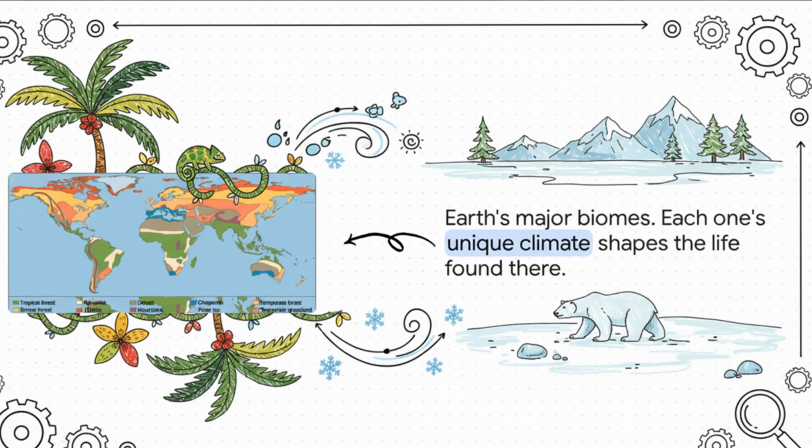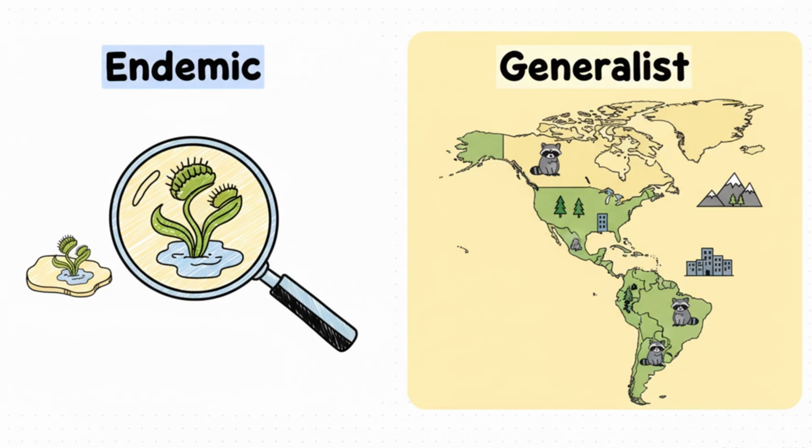We're going to journey through these different biomes, from a hot, steamy rainforest to the freezing cold tundra, and we'll see how the environment in each place totally shapes the kind of life that can survive there. And in these places, you find these 2 different approaches to survival. You have what are called endemic species, total specialists, like the Venus flytrap, that can only be found in one specific little corner of the world.